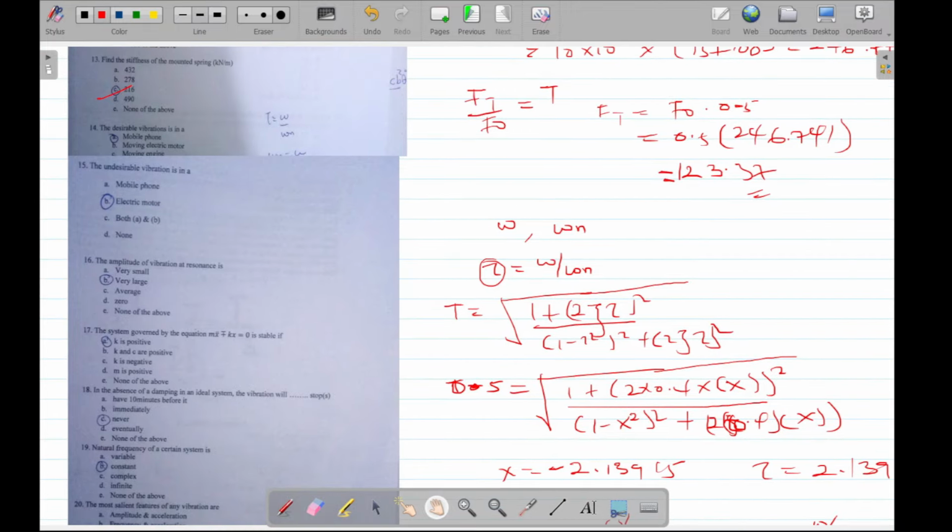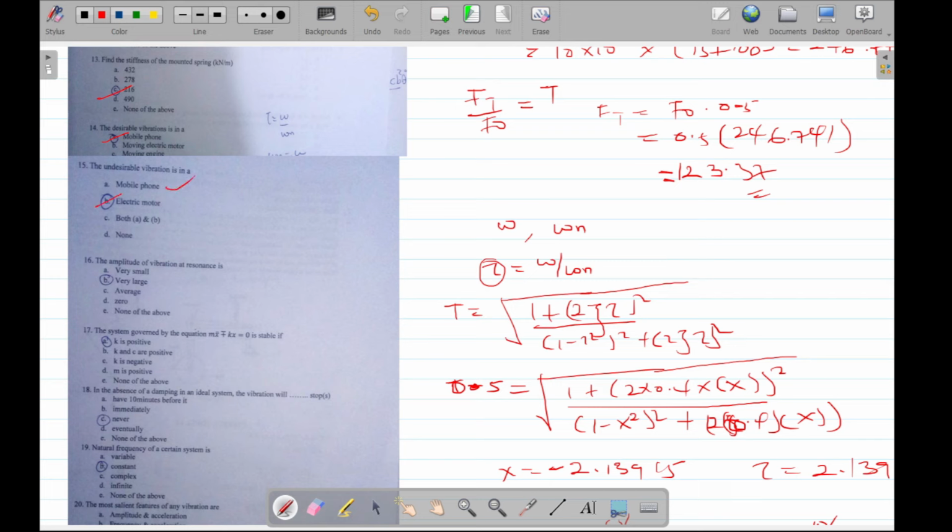The desirable vibration is in... you don't want vibration in an electric motor, you don't want vibration in moving engines. Yes, we desire vibration in a mobile phone because we need that vibration to alert us that we've had a call. Next, the undesirable vibration is in an electric motor, of course, right?